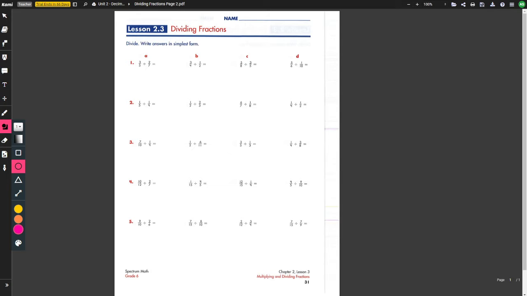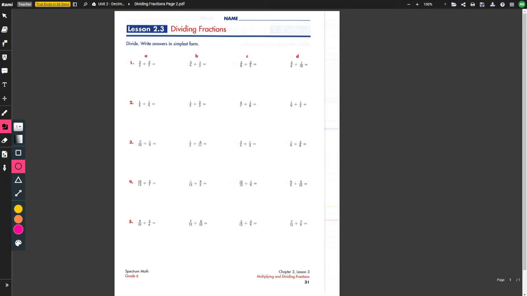Another thing is how to find the mixed number. If you don't know, when the numerator, or the top number, is bigger than the bottom number, that is what we call an improper fraction. A mixed number makes that improper fraction into a proper one. All you're doing is seeing how many times the denominator can go into the numerator, and then whatever's left over becomes your new numerator. There's going to be a bunch of examples of that, and I'm going to show you.